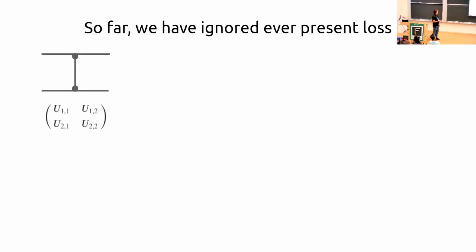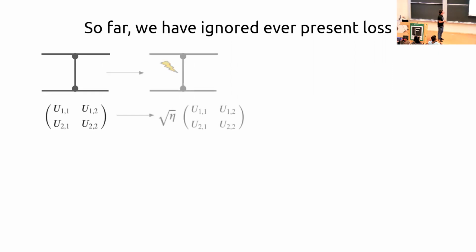So far I was always saying, this is my interferometer, and there is the idea that the photons that come in must go out, which means that this matrix U is unitary. But of course, that's not true. So we always have some loss. We're always going to have this factor eta that tells us what fraction of the energy that comes in goes out. And I'll represent this loss by this yellow thunder that you see there.